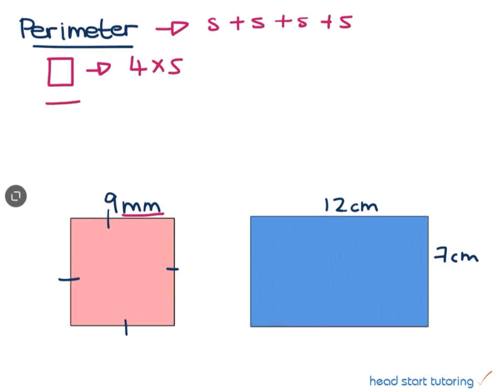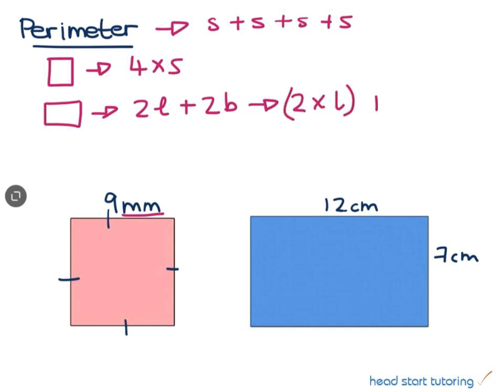So with our rectangles, there is also a slightly easier formula that we can use, we can say 2 times the length plus 2 times the breadth. So if I rewrite that, I can say 2 times L, and do that first, obviously because of BODMAS, plus 2 times B, which is our breadth. So we can use those different formulae to work out the perimeter of a square and a rectangle.